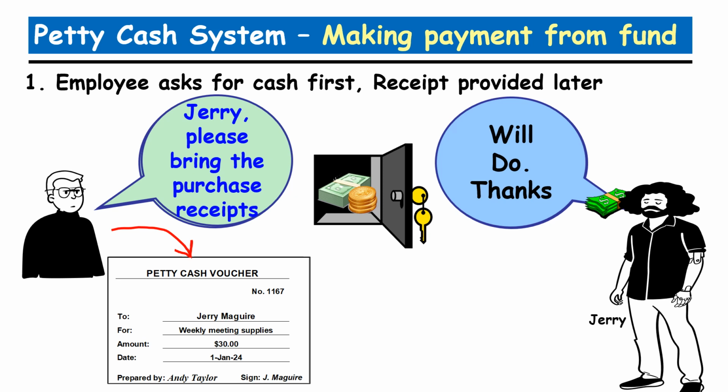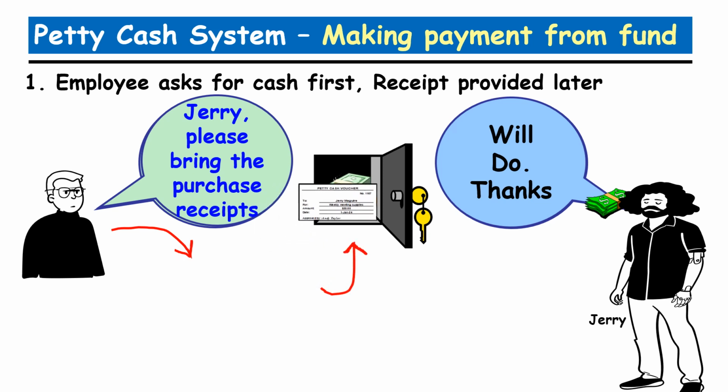The second reason is to confirm whether $30 was really spent. So the only way to confirm that is through the receipt. So Jerry will have to bring the receipt. Once that happens, both the voucher and the receipt will be kept in the locker.